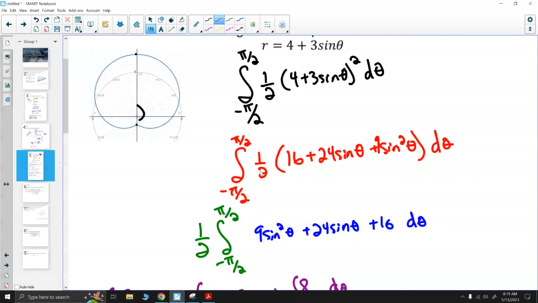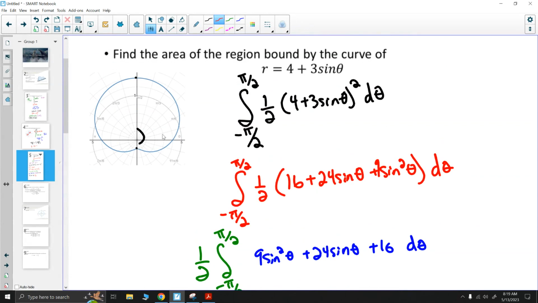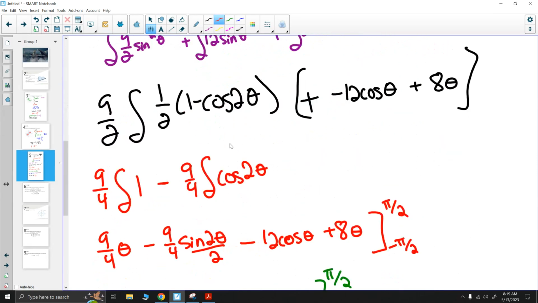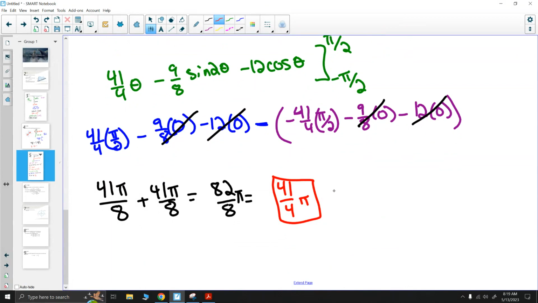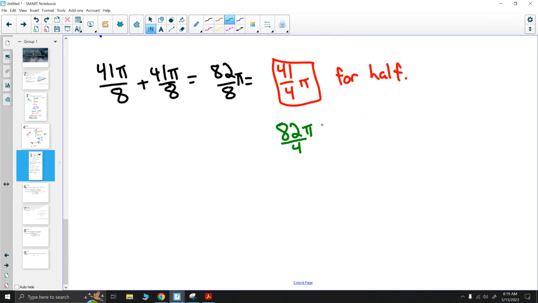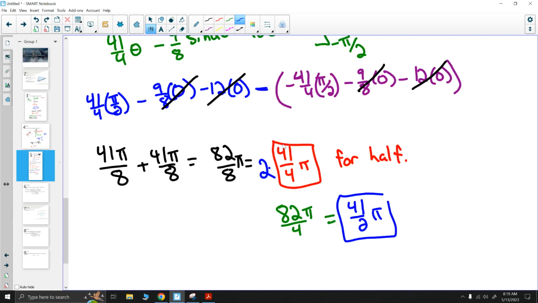Okay, now keep in mind that what we have found is this half right here. So we just found this half. If we want to do the whole thing, I should have done 2 in front, but I didn't this time. Don't ask me why. Sometimes I just don't do that. So this is for half of it. So that means that going back to our 82 pi over 4 for the full thing, 2 times this is going to be for the whole thing. But this is both divisible by 2, so this goes to 41 over 2 pi. This is our area of the whole region.